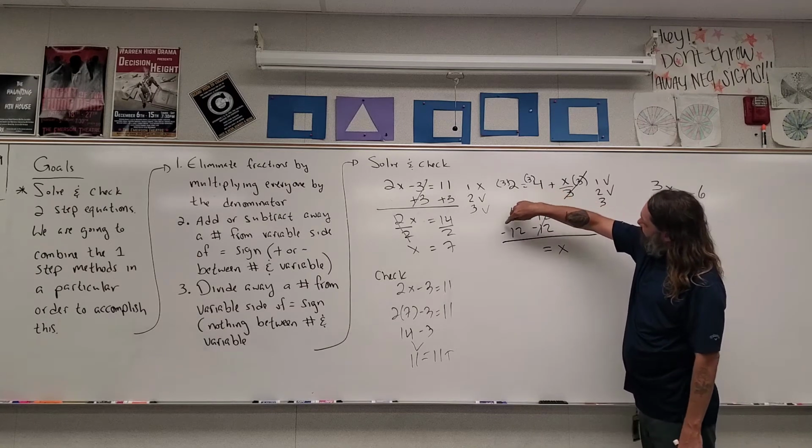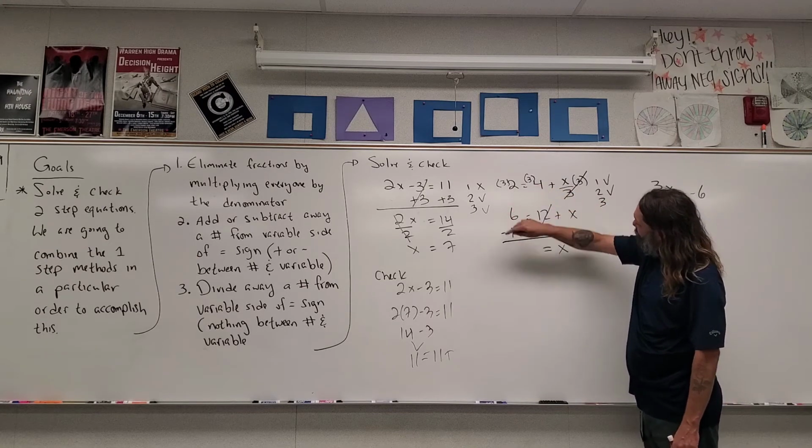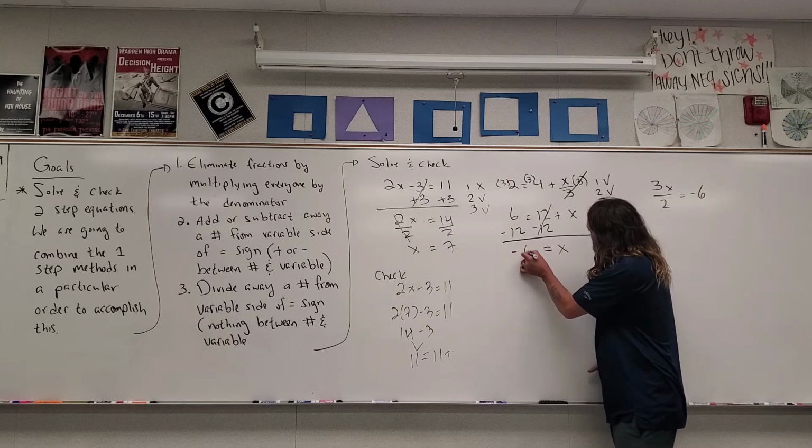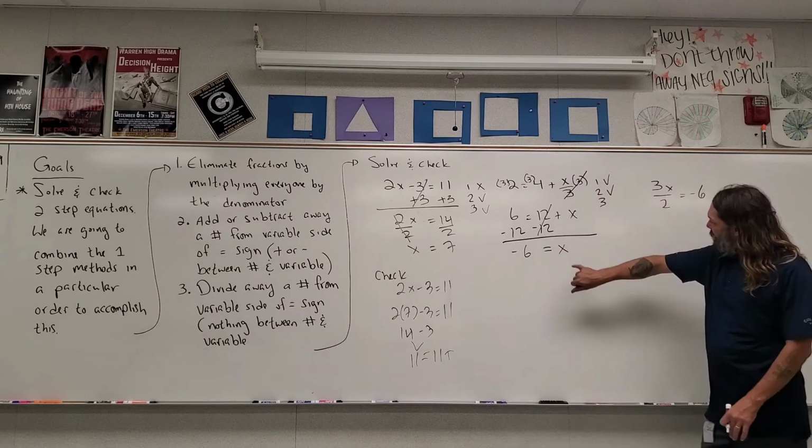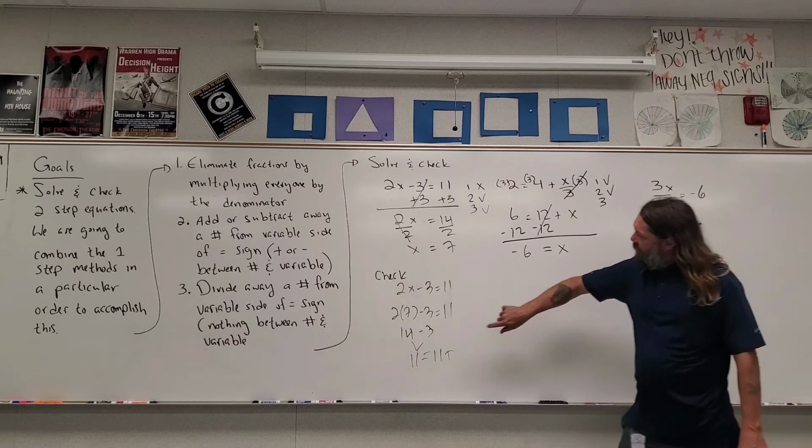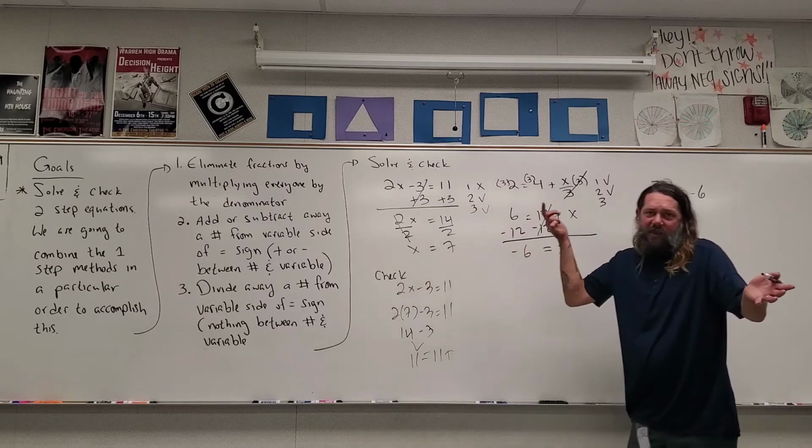I have 6, I take 12 away, or I have 6, I owe you 12. You're going to tell me I still owe you 6. So I've isolated x and I've solved for it. There's no need to do the third step because x is by itself.